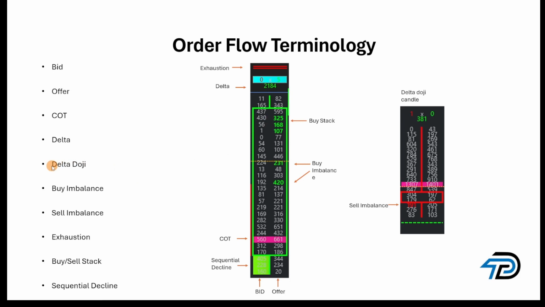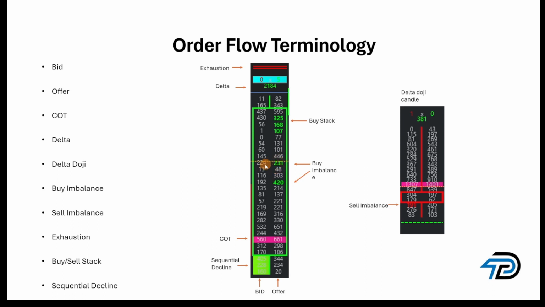Delta doji, I'm going to skip over that for just 1 second. We'll come back to it. But let's dive into a little bit more of these buying and sell sides. So buy side imbalance, you see them here. There's 5 of them in this candle. So you got 1, 2, 3, 4, 5. Let's take a look at what that means. So 420 aggressive buyers went off against 135 sellers. Okay, so that's more than 3 times as many buyers as sellers.